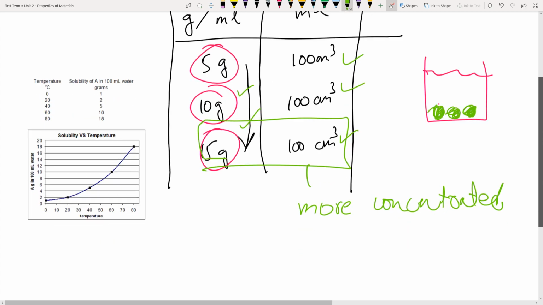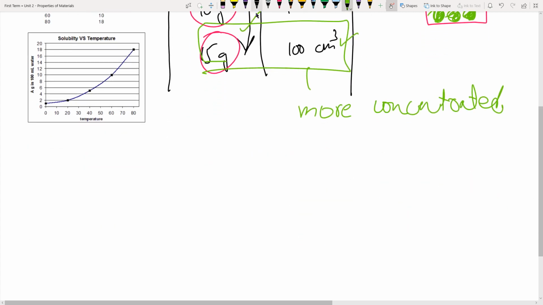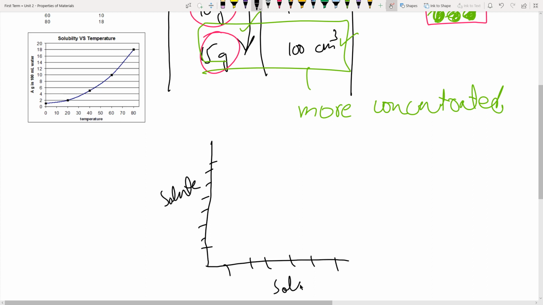But when we talk about the rate of solubility, then it does depend on how much solvent is there. So let's just say we had x and y axes in which we had the quantity of solvent. This is solute and this is solvent. So if I plot this, from 0, the more solute I add, the more solvent I'm going to need, up to a point where it is going to become straight, right?